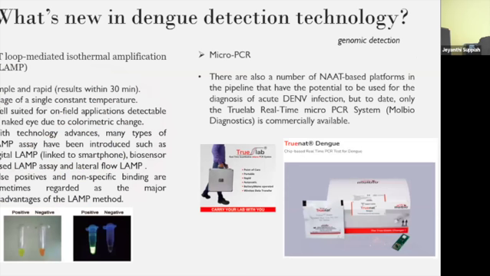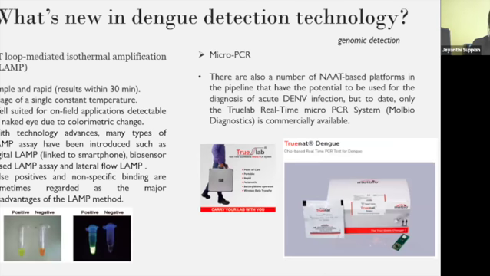Right, so here is RT loop-mediated isothermal amplification, which is a new innovation in dengue detection. It is simple and rapid. Within 30 minutes, we are able to obtain the result at a single constant temperature. So it is well suited for on-field applications, detectable by naked eye due to colorimetric changes. So as simple as that.